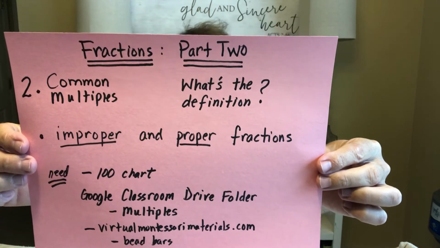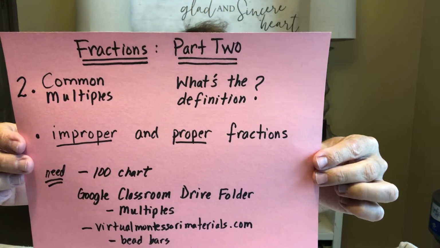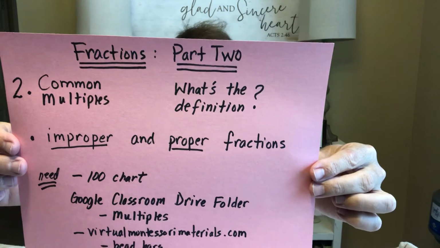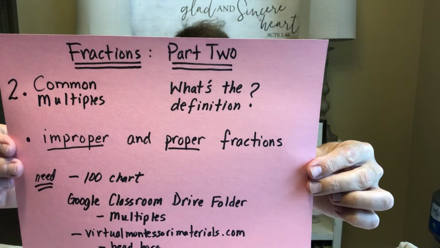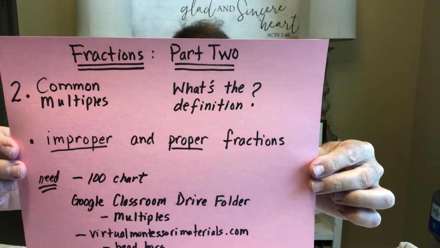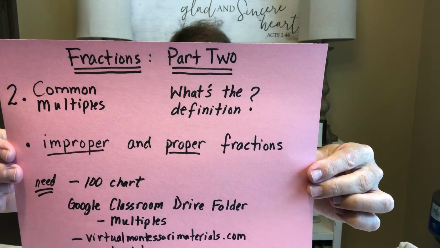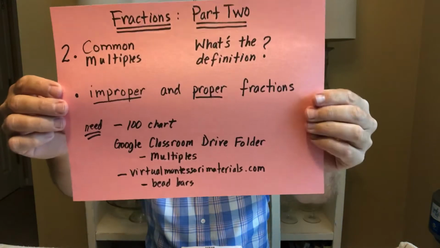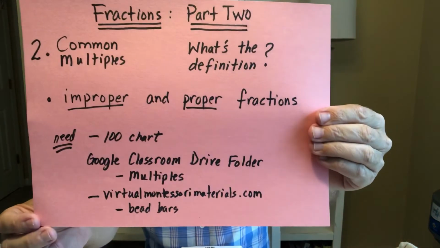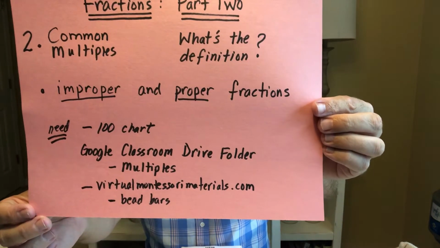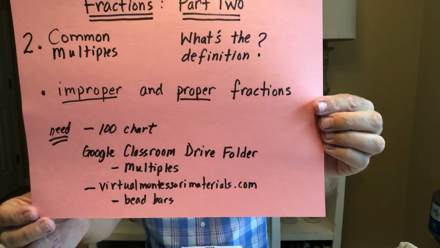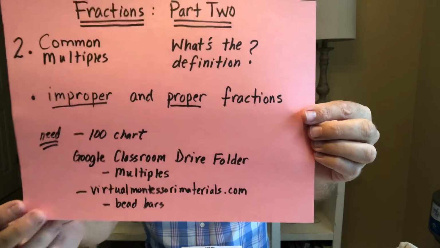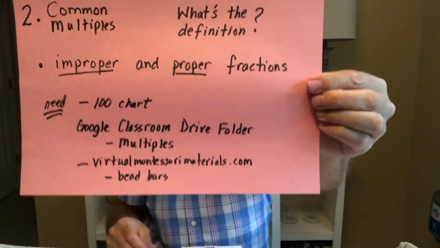You will need some supplies today. The first thing that you will need is a 100 chart, and you can find that by going to Google Classroom. If you're in my class, look in the Google Classroom Drive folder for a sheet of paper that says multiples. Additionally, we're going to be using the website virtualmontessorimaterials.com. Everything that I do today, you can go to that website and repeat the work in the section called bead bars.